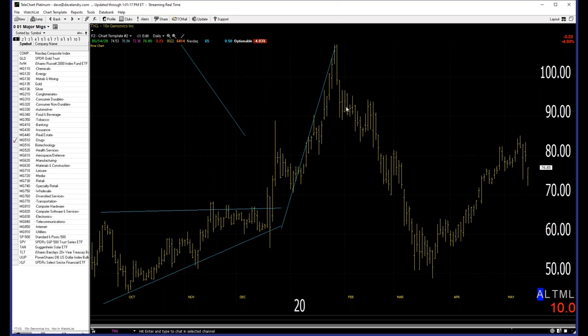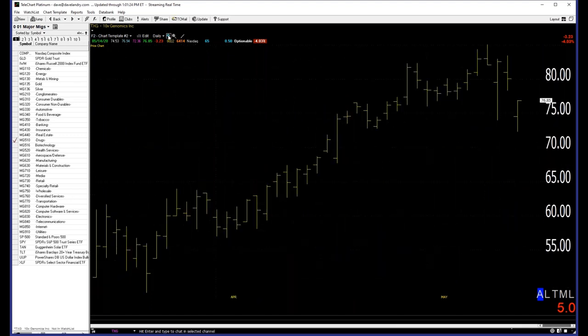So ideally, I'd like to trade it over here where it's set up, but I hear what you're saying. Let's zoom in a little bit. And this is what I wrestle with a little bit, especially in this given market.